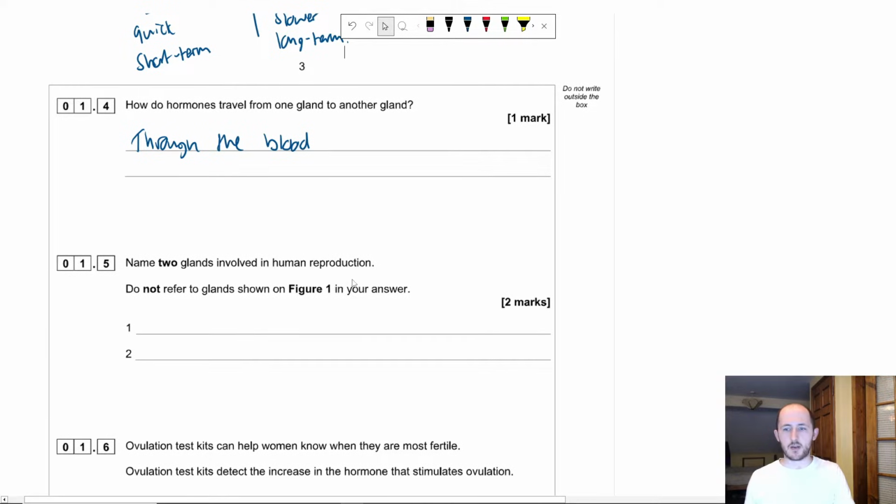Then it says name two glands involved in human reproduction. There's only really two that they accept. And that is the one for men and the one for women. So you have the ovaries. It is also accepted the singular form, so ovary, and also testes for men. And interestingly enough, in the marking they allow placenta, just in case you wrote that as well, although I don't know, it's fine.